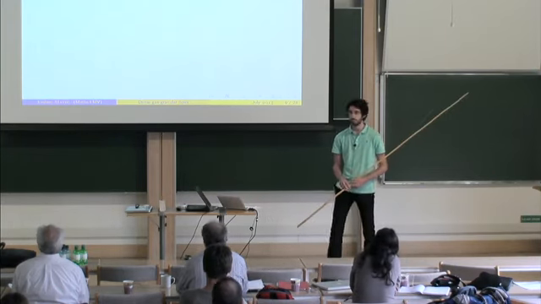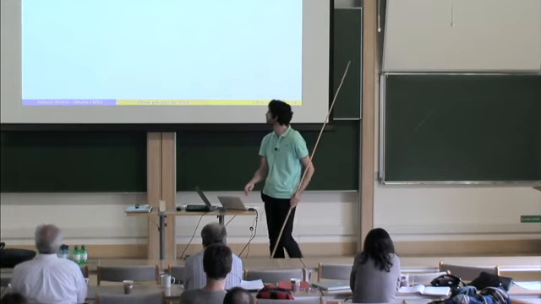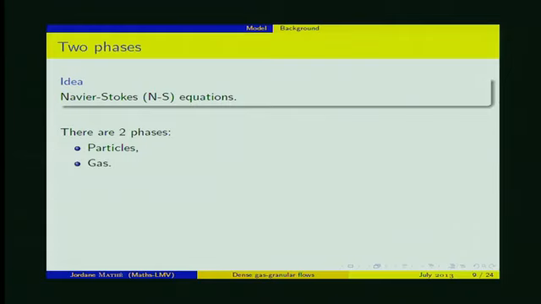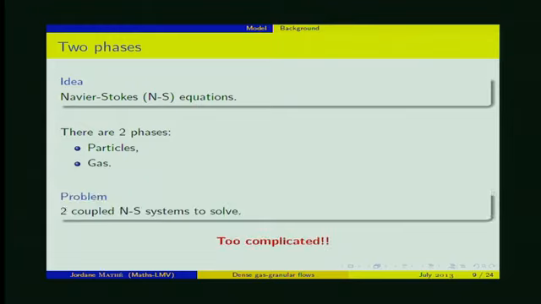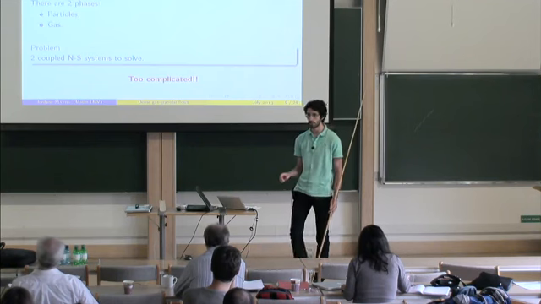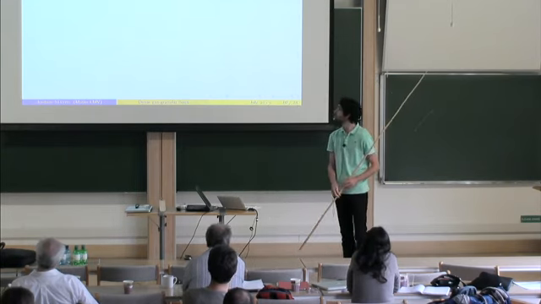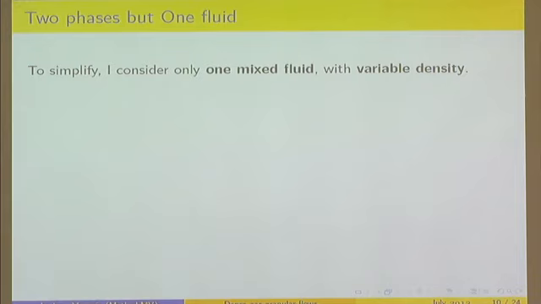This is a continuous one, based on Navier-Stokes equations. But here I have two phases, which are particles and the gas. If I put that in Navier-Stokes systems, I have two of those which are coupled. And if I want to use this in a numerical experiment, it is too complicated to solve, especially if I want later to use it in a three-dimensional case. So that's why I want to simplify it.